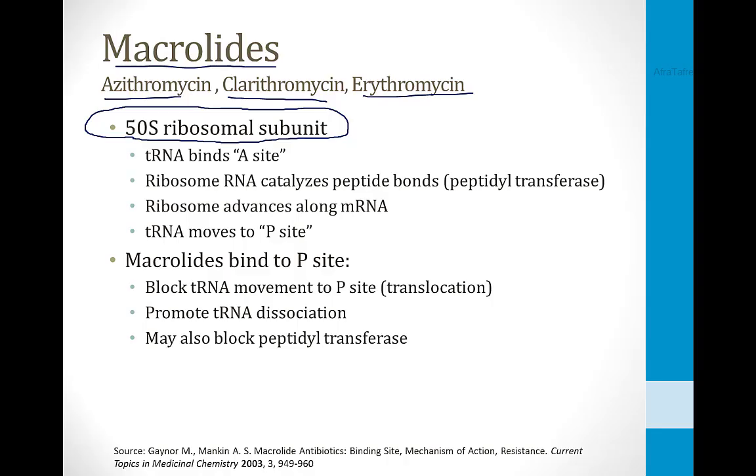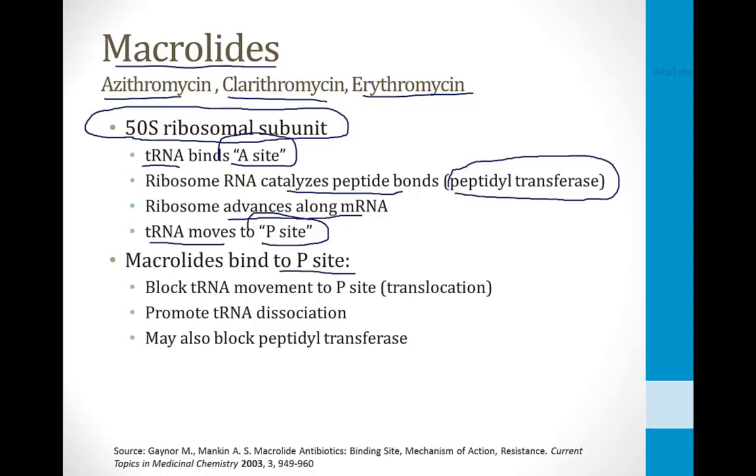So let's talk in a little more detail about how that happens. This process depends on tRNA bringing in amino acids for the growing protein, and initially tRNA will bind to a site called the A site. Then the ribosomal RNA will catalyze the formation of peptide bonds, and there's an enzyme called peptidyltransferase that does this. The ribosome will then advance along the messenger RNA, and the tRNA will move from the A site to the P site. What macrolides do is bind to the P site, so this blocks the tRNA movement to the P site, and this is all part of the process of translocation.